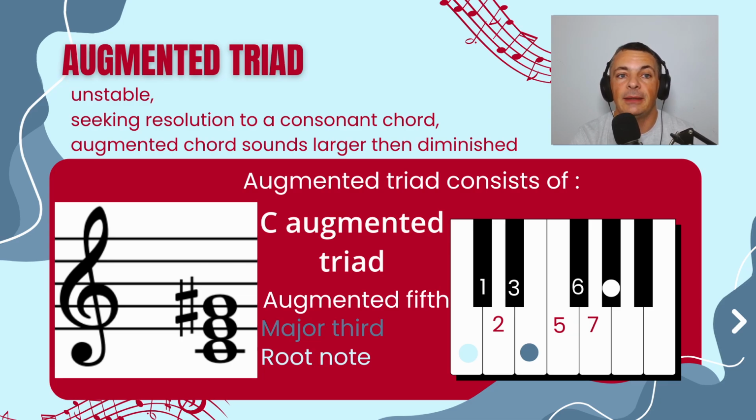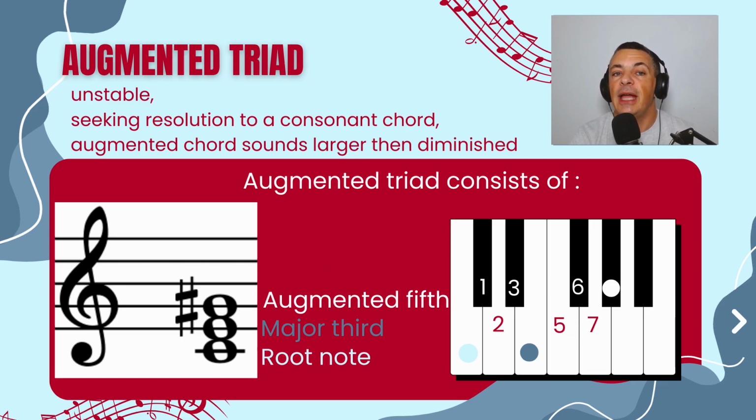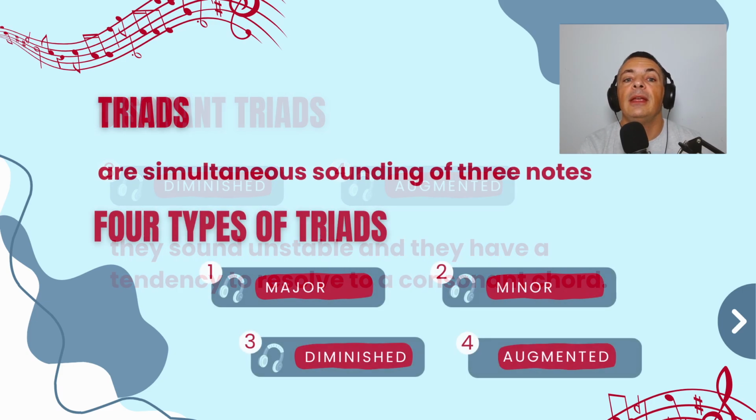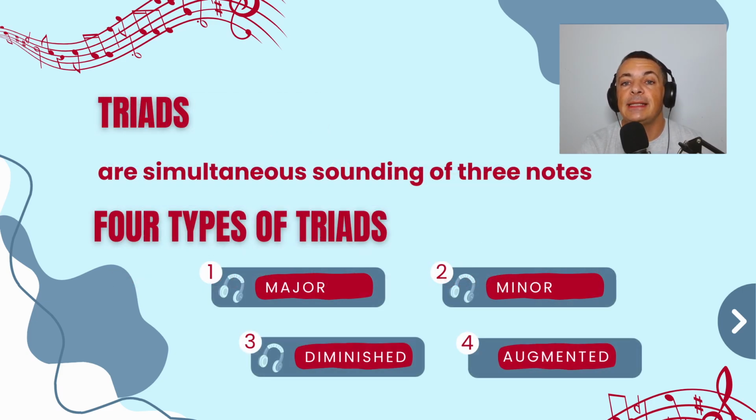Just as major and minor triads are consonant, diminished and augmented triads are dissonant. They sound unstable and have a strong tendency to resolve to consonant chords. And that's it. You've grasped the basics of triads, and with a little practice you should be able to build any type of triad from any given note.